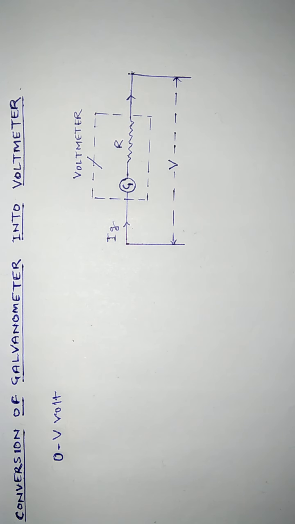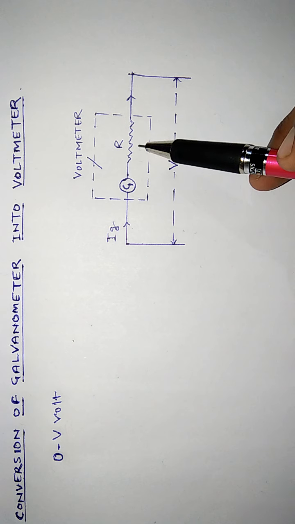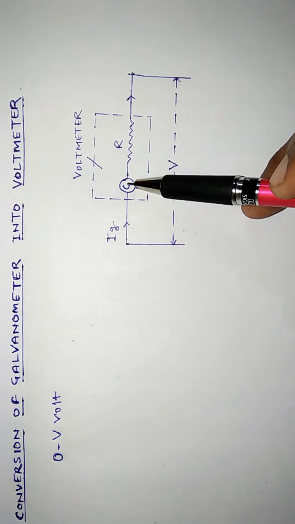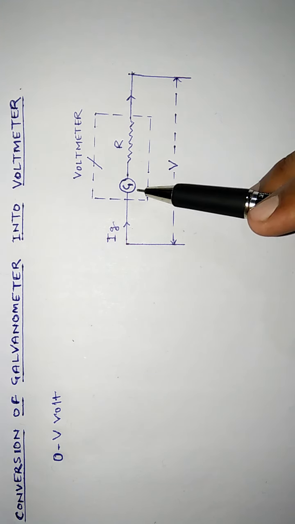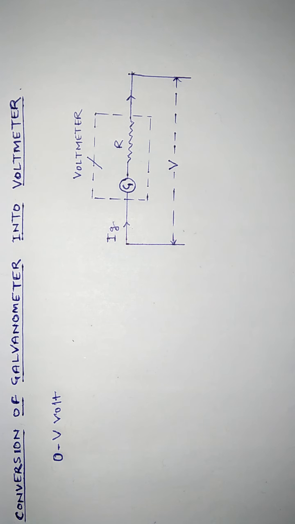For converting the galvanometer into a voltmeter, a high resistance R is connected in series with a moving coil galvanometer G. The value of R depends on the range of required voltmeter.